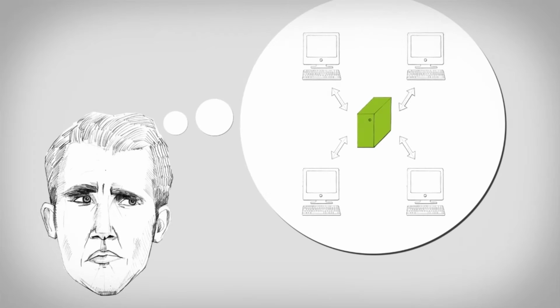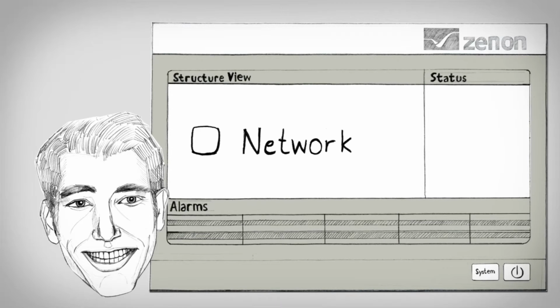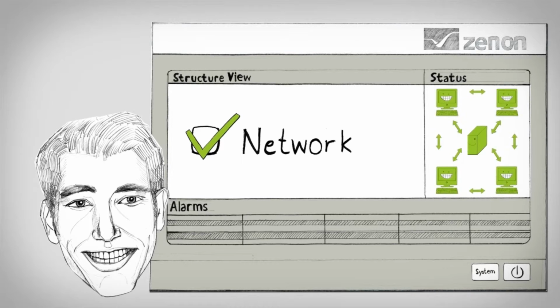If, for example, you need to set up a network using Zenon, it takes just a few mouse clicks. Simply go to the Zenon user interface, select the desired server, and click on Network Active. And job done. Everything is available. A change to or expansion of the network is just a mouse click away with Zenon.